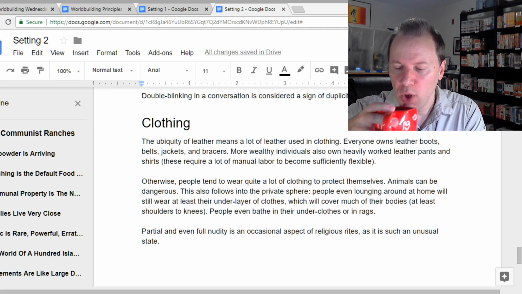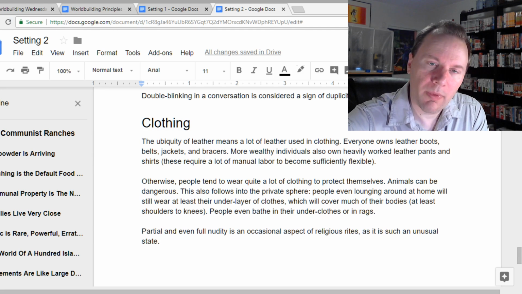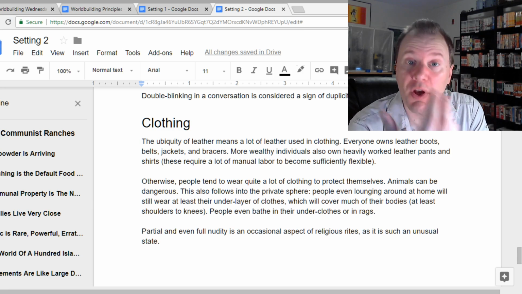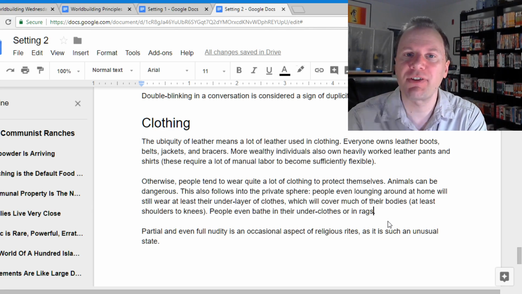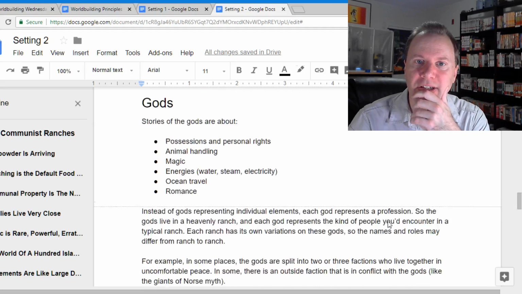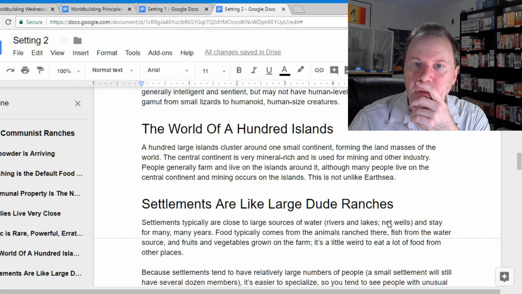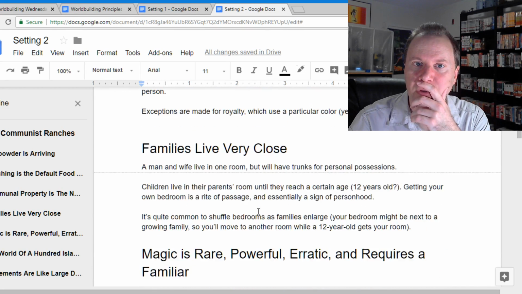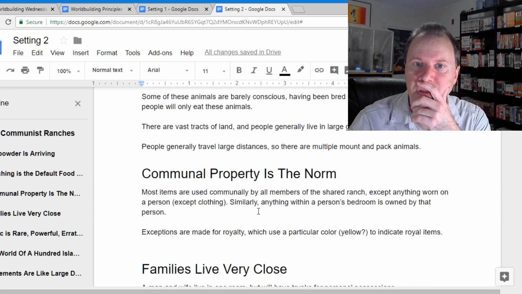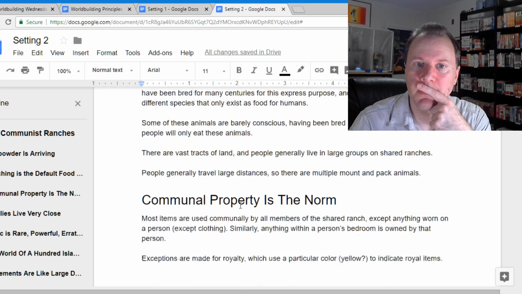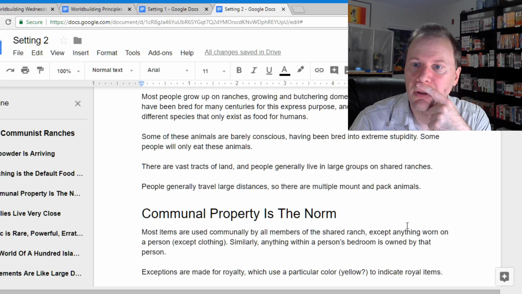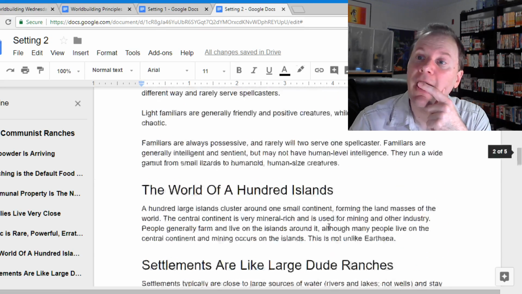So people are wearing a lot of leather, covering a lot of their bodies, and as a result, I think there's going to be a lot of personalization. And I think we mentioned up here somewhere that families are very close. Communal property is a norm, except anything one other person except clothing. Oh, so clothing is often communal. It's generally communal. All right, so that's interesting.